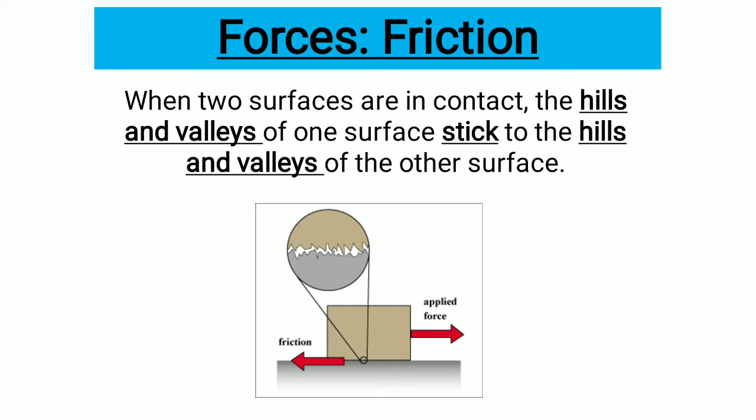We can see from the given picture that when these microscopic hills and valleys come into contact with each other, they cause frictional force. So the frictional force is caused by these microscopic hills and valleys.